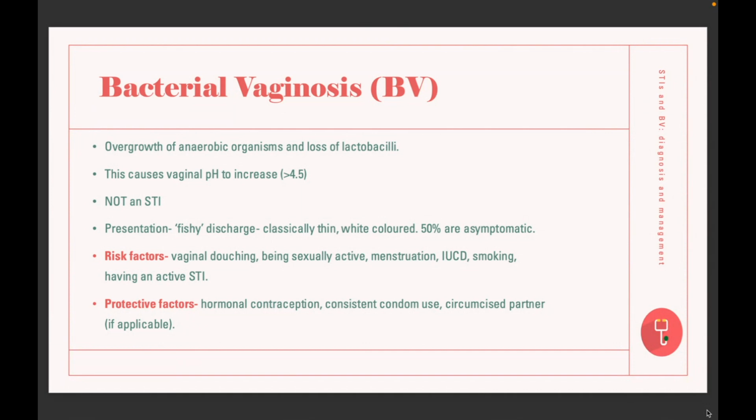If you've got an intrauterine copper device, so this is a type of contraception that doesn't use hormones, it's just copper, smoking, and having an active STI. Protective factors, so things that reduce your likelihood of getting BV, are hormonal contraception, consistent condom use, a circumcised partner if you are sleeping with someone who is assigned male at birth. Okay, next slide, please.